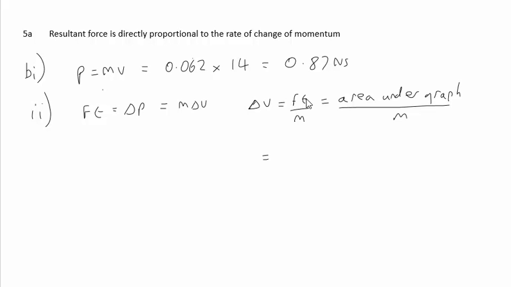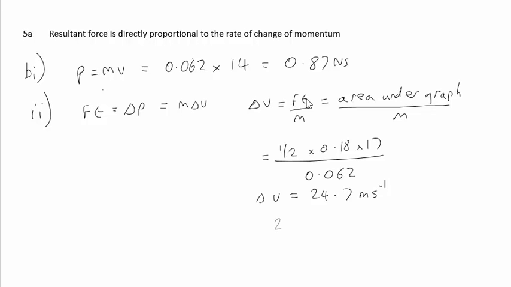And we have a triangle, so that is half base times height, which is a half times 0.18 times a height of 17, over the mass of 0.062, which gives a change of speed of 24.7 meters per second. It initially had a speed of 14, so if we have 24.7 minus 14, we get a new speed of 10.7 or 11 meters per second.